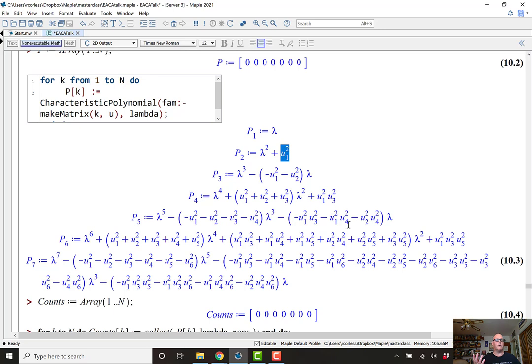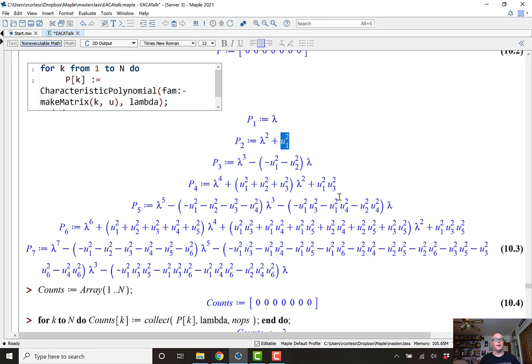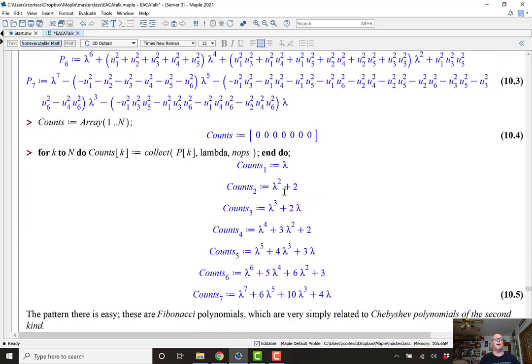There's no way this one can. And it turns out that just counting in this way is enough to get us a long way towards that. So we count the number of operands in each of those things, and we get some nice polynomials here. At 1, we just got lambda. At 2, we've got lambda squared plus 2, lambda cubed plus 2 lambda, and so on.